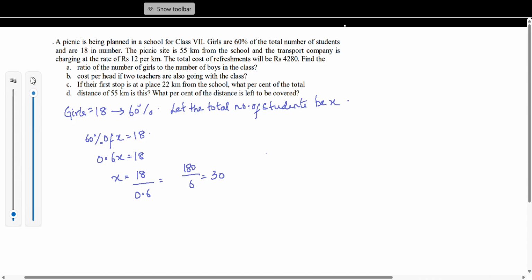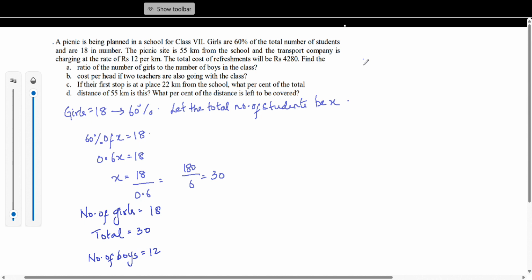So now that we actually got the number of girls to be 18, we have total 30. So obviously the number of boys is 12. As and when we find something, it's better to make note of it so that it will be helpful in solving the subsequent subdivisions.